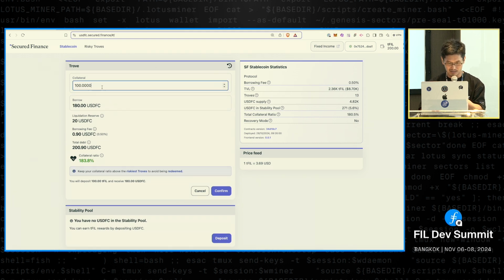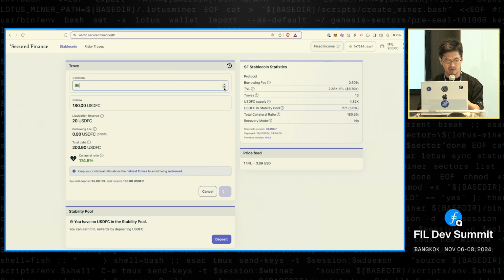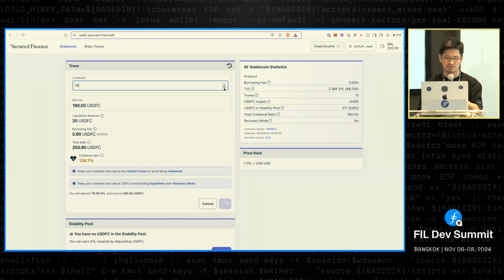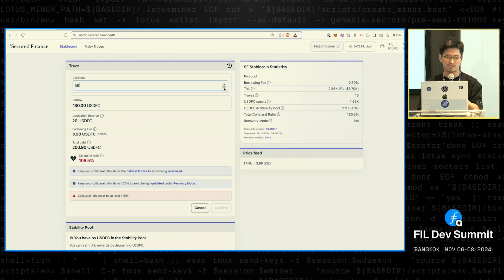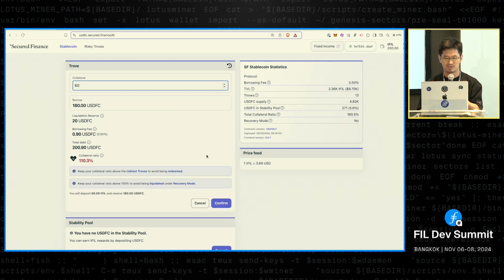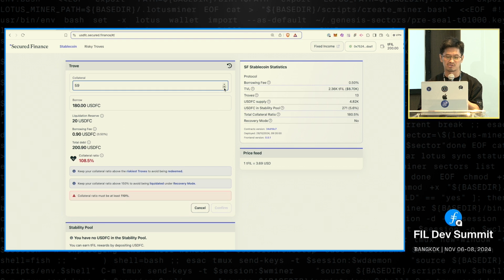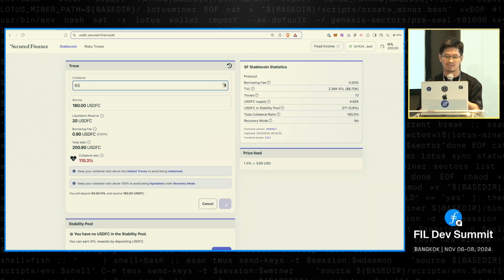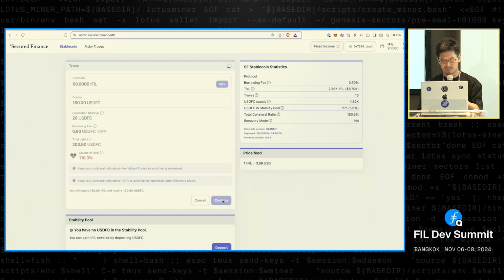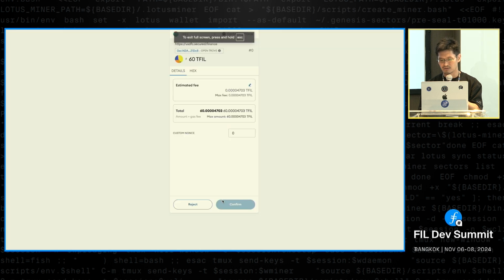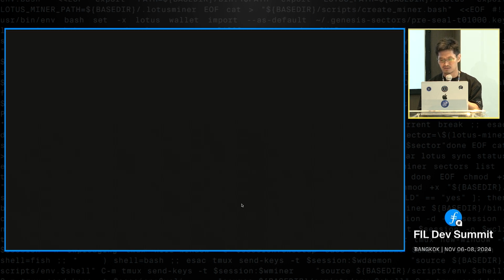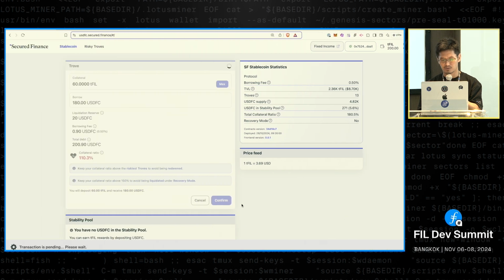So, okay, let me show you. If you reduce your collateral, of course, the collateral ratio goes lower and lower, and up to 110% you can still mint. But if it goes below 110%, you cannot. So, yeah, that's how it works. Let me mint to confirm. If you have TFIL, please try it. Oh, MetaMask. There you go. Hope it works.